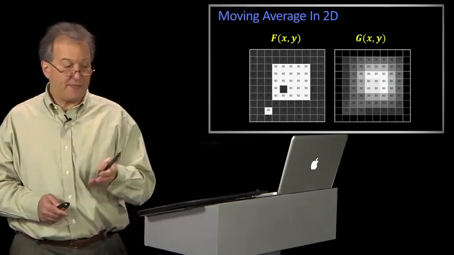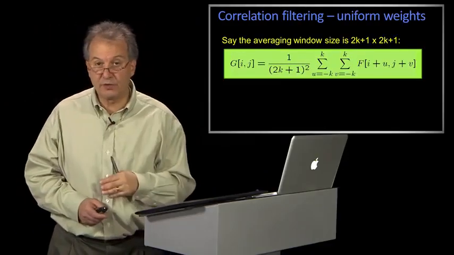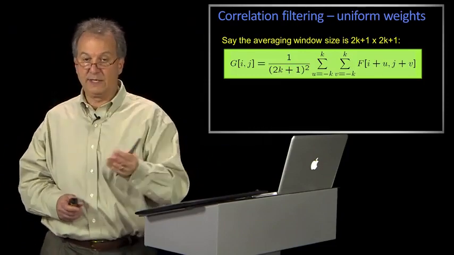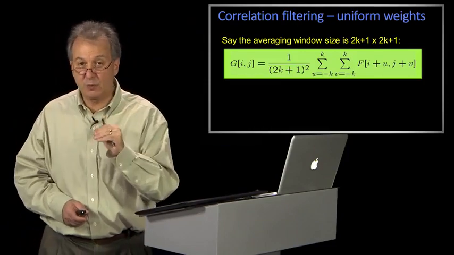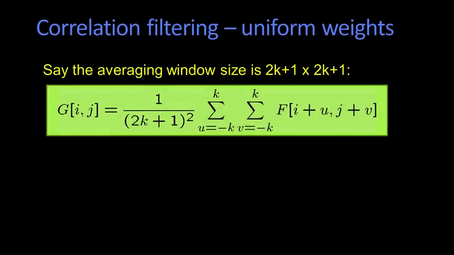All right. So the math of what we just did is referred to as correlation or correlation filtering. And what we just did is we did it with uniform weights. So let's assume that our averaging window is size 2k plus 1 by 2k plus 1. So remember, it's odd, right? So if k were 3, that would be a 7 by 7. If k was 1, that'd be a 3 by 3, right? So we have odd-sized windows.